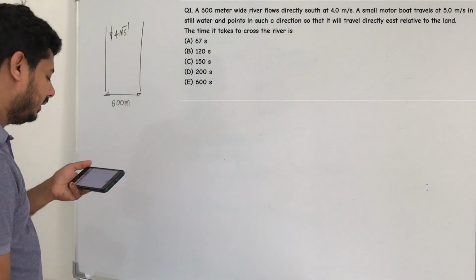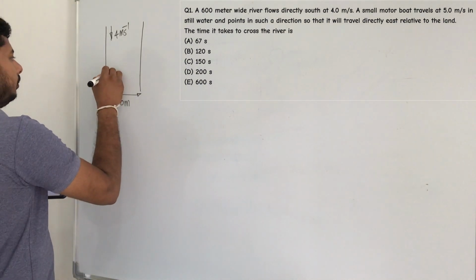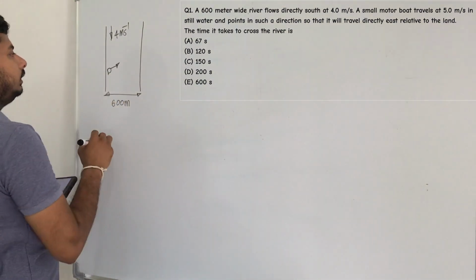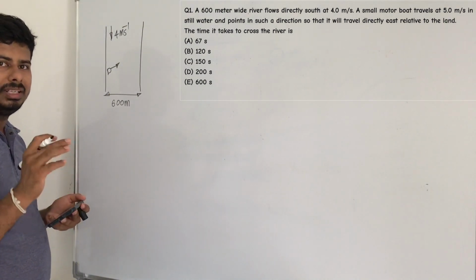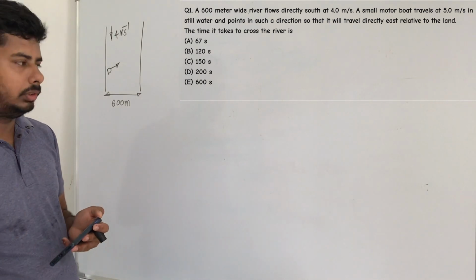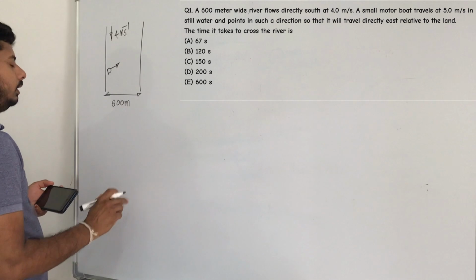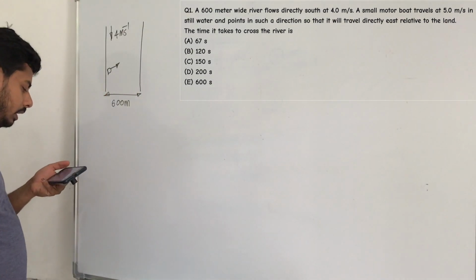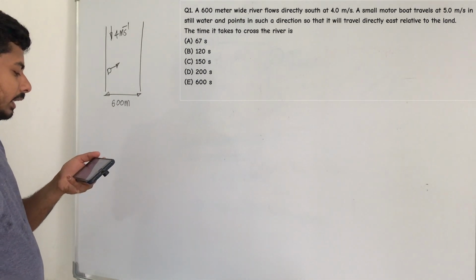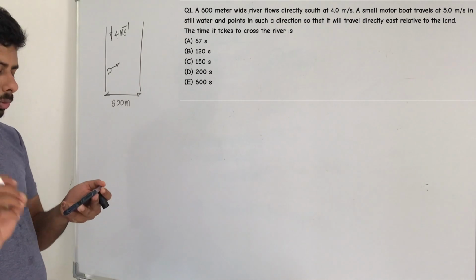A motorboat travels at 5 meters per second in still water. There's a small motorboat and it can travel at a speed of 5 meters per second, but this is in still water, right? So this is the special data. We will write that data later. Still water, and points in such a direction so that it will travel directly east relative to the land.